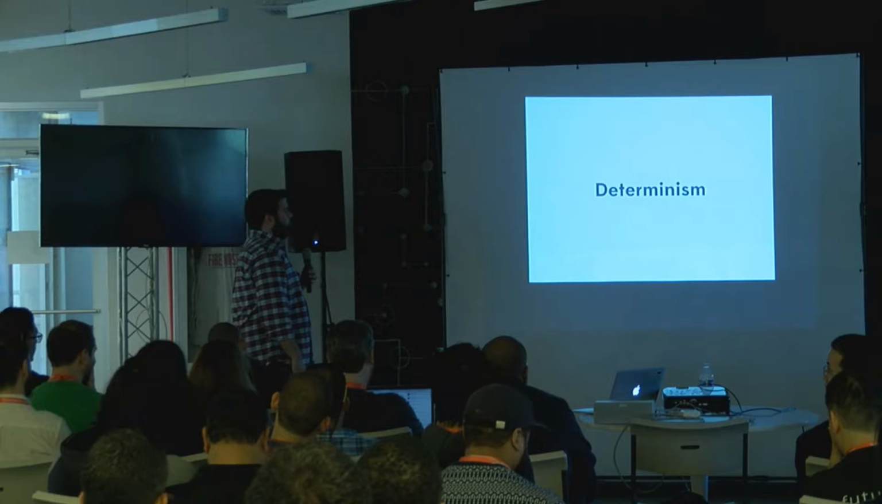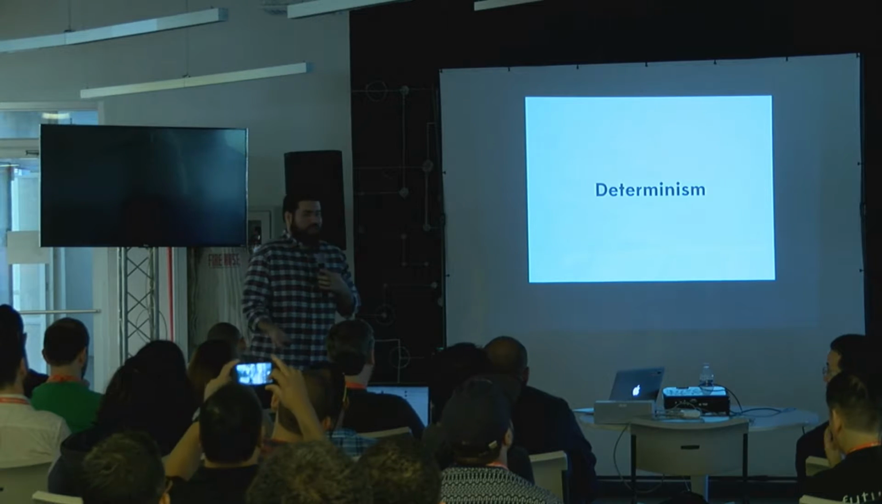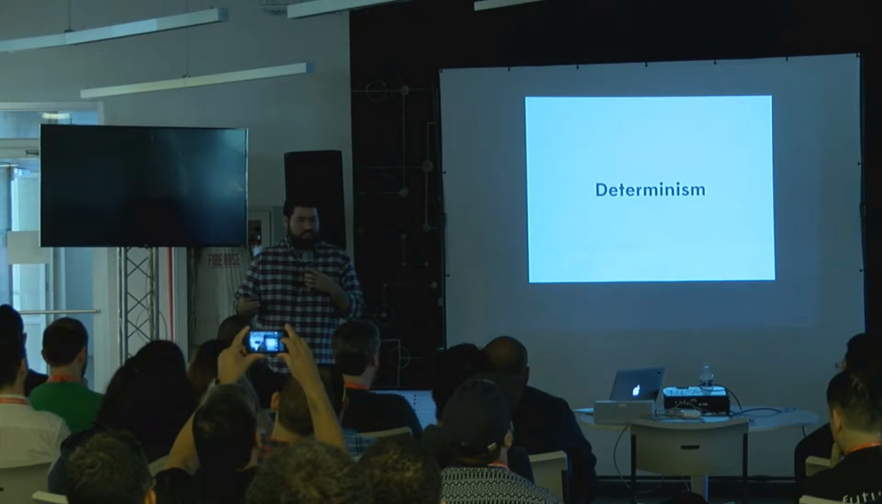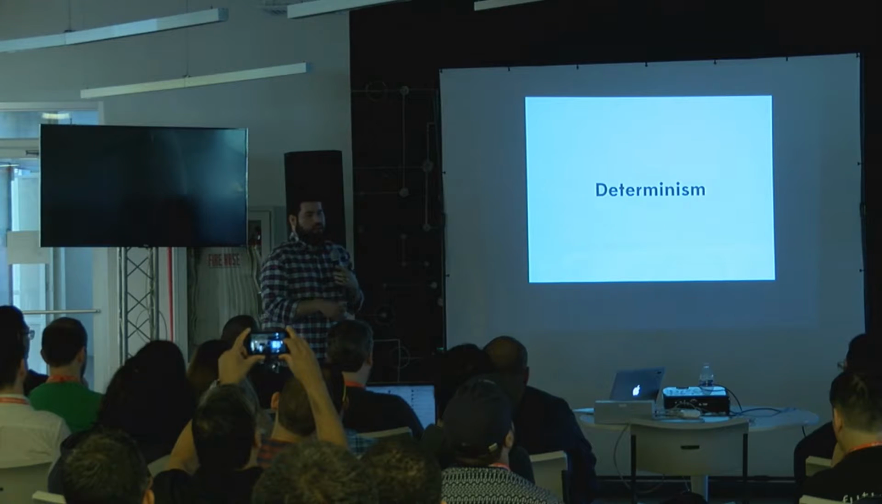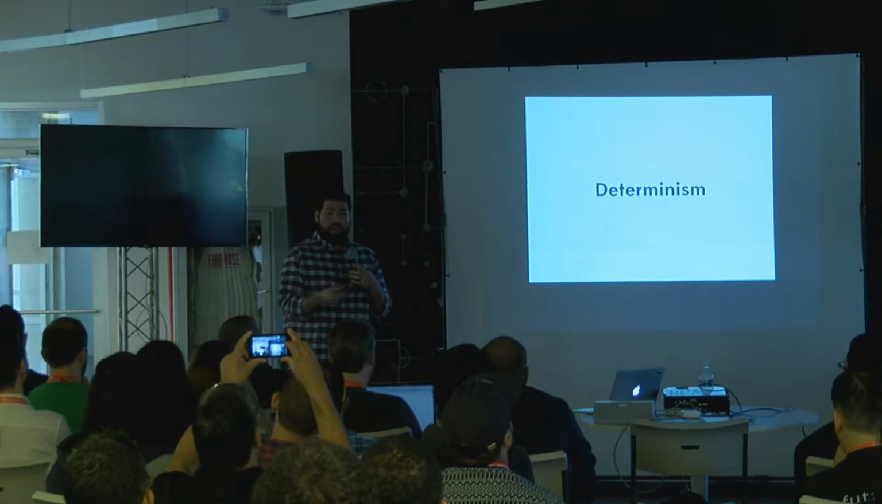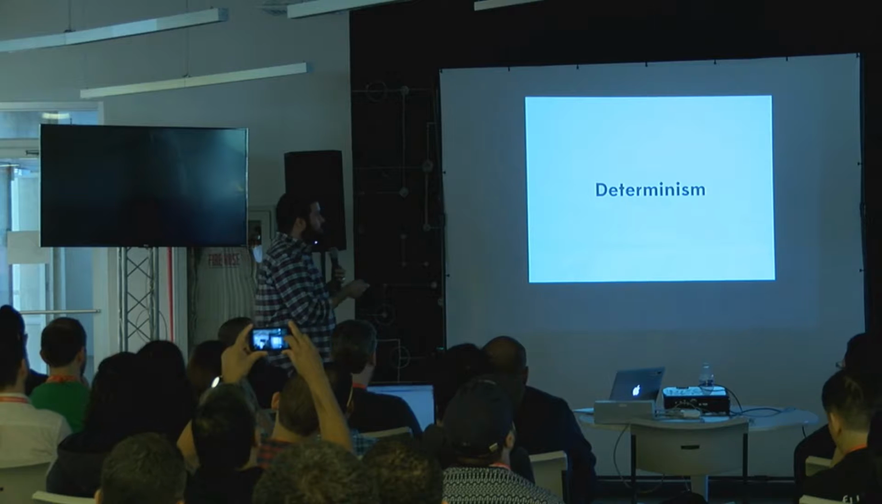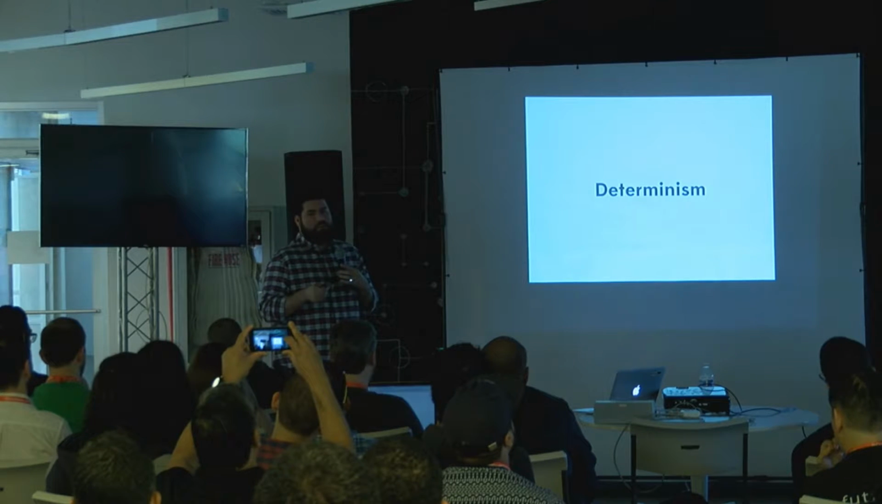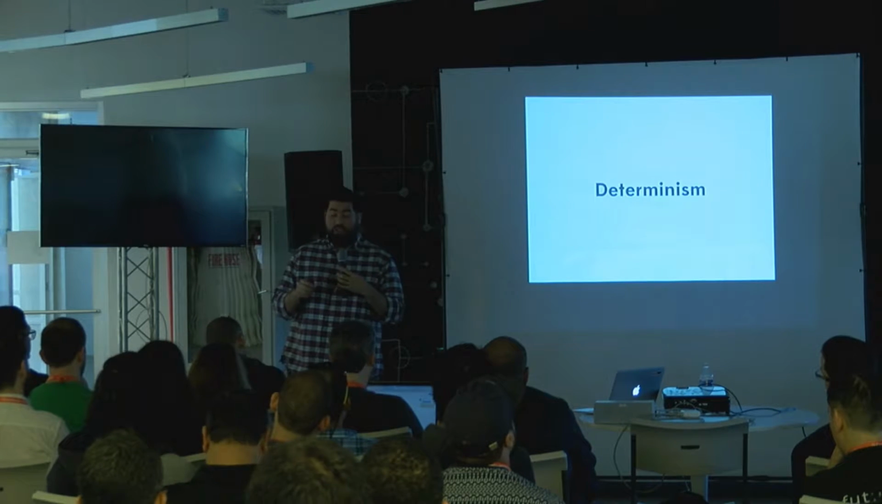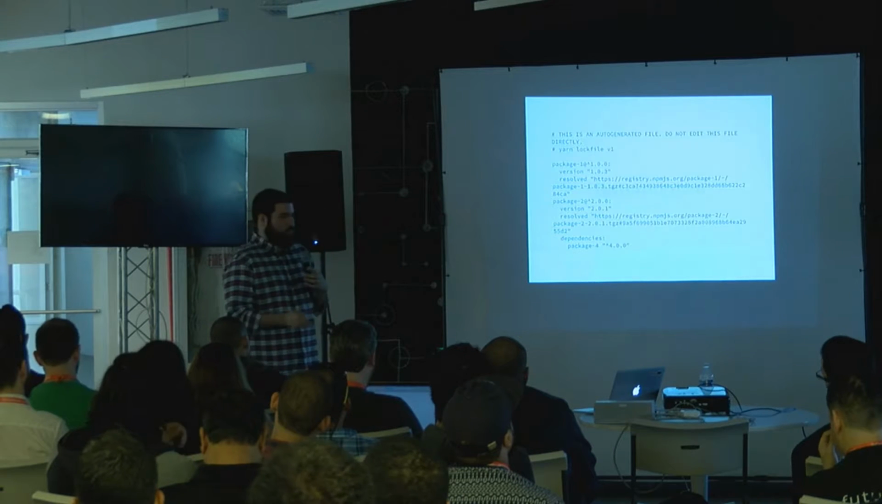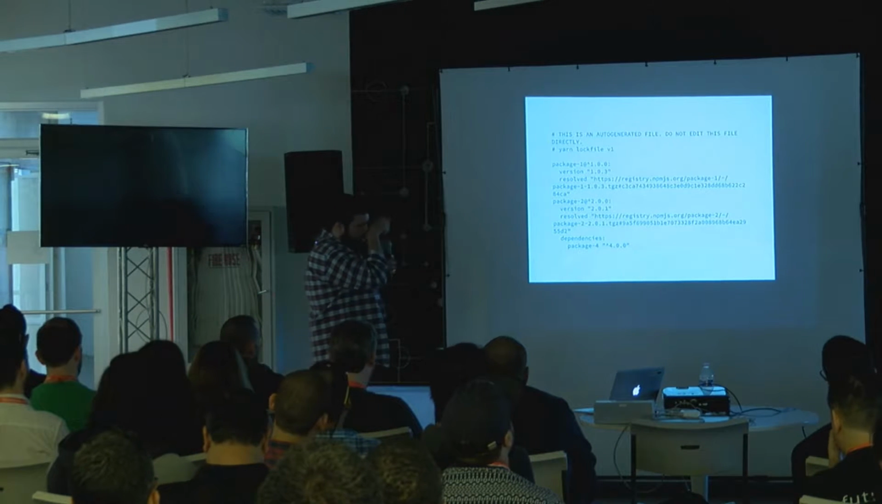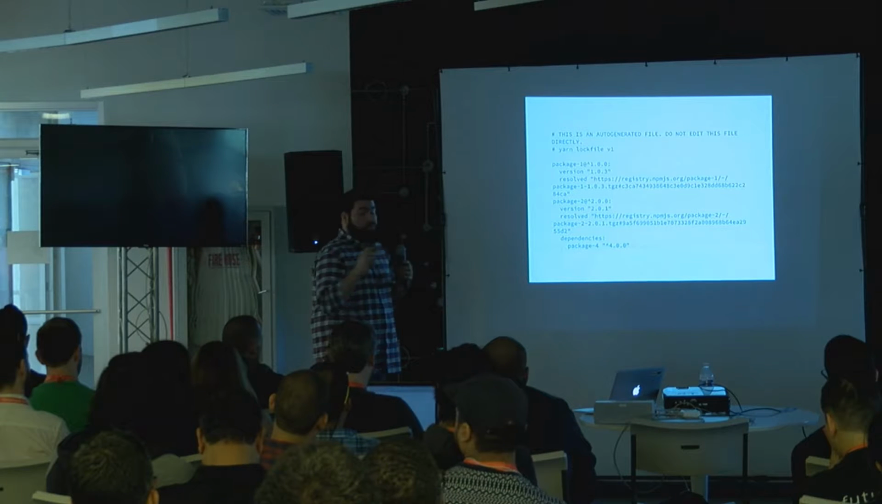Now, in order to get a consistent install across machines, Yarn needs more information than the dependencies you provide in your package.json. So it stores exactly which version of each dependency is installed using the lock file. So it looks something like this.